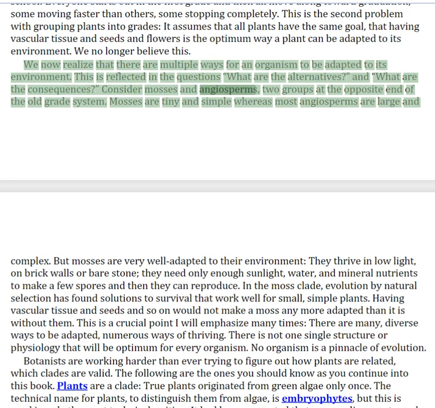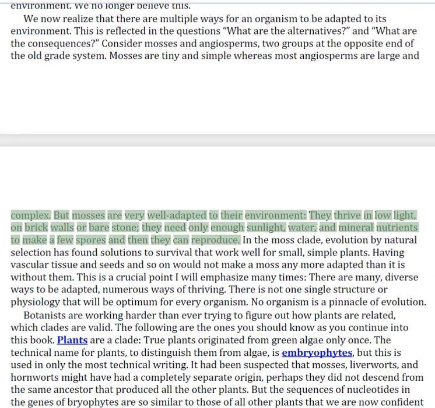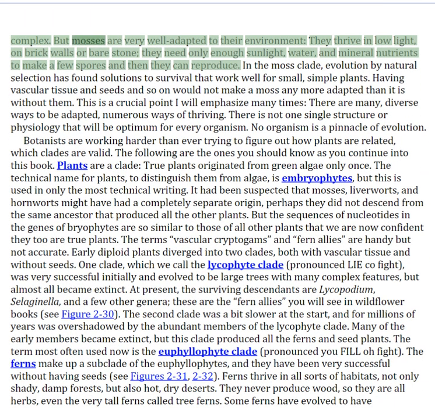Consider mosses and angiosperms, two groups at the opposite end of the old grade system. Mosses are tiny and simple, whereas most angiosperms are large and complex. But mosses are very well adapted to their environment. They thrive in low light, on brick walls or bare stone. They need only enough sunlight, water, and mineral nutrients to make a few spores, and then they can reproduce.